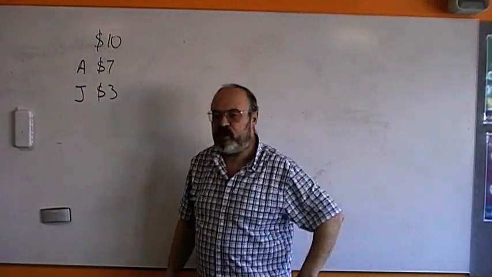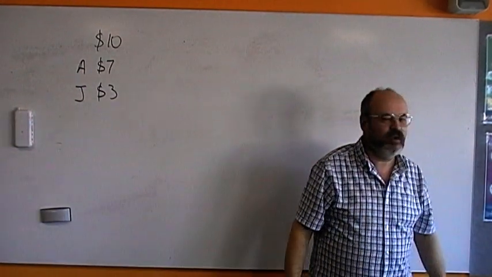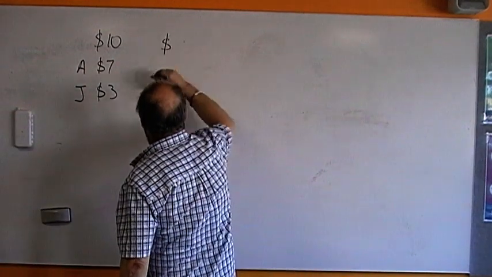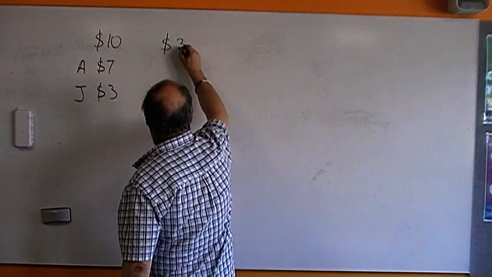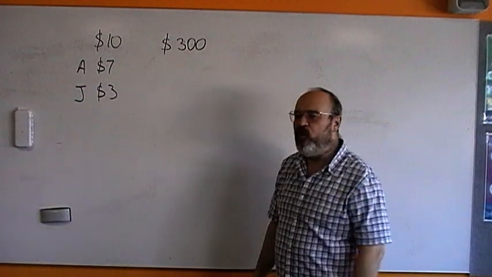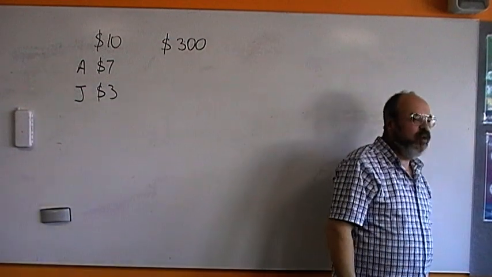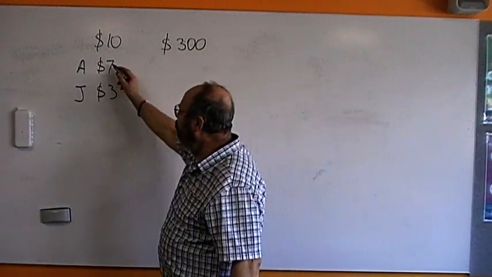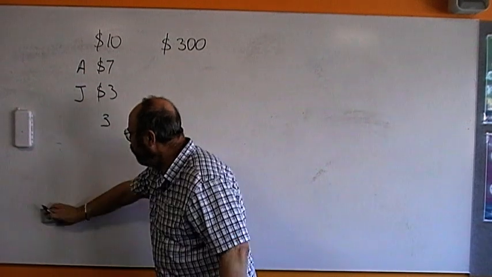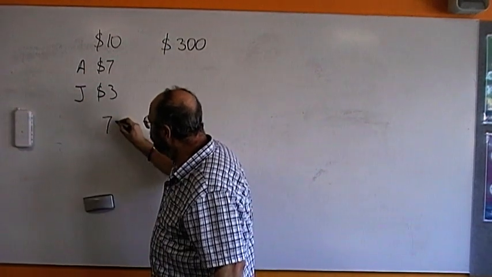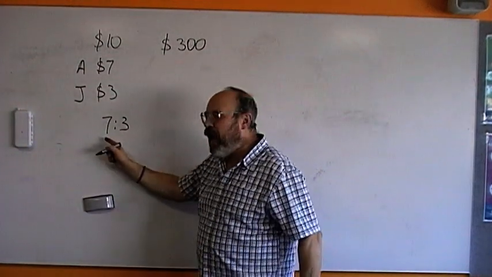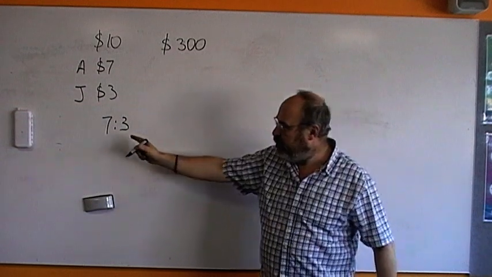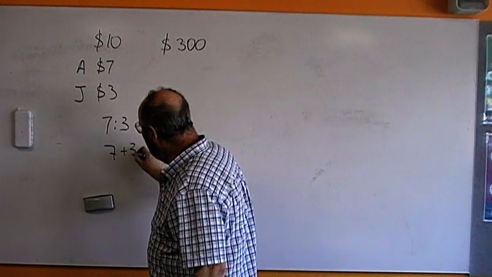Together they purchased a ticket, and they won, and their winnings were $300. So we need to divide their winnings. First of all, their contribution ratio was 7 to 3. How many parts altogether? 10 parts. 7 plus 3 equals 10.